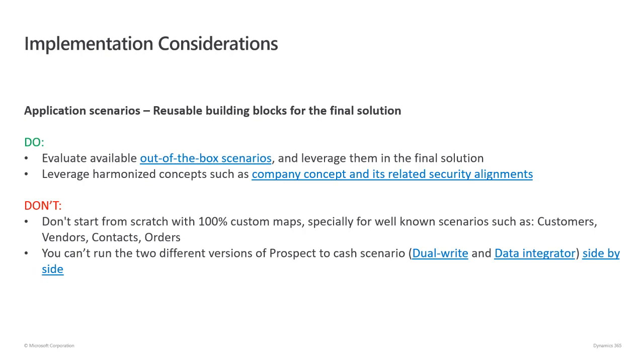Do not think about dual write as a pure infrastructure capability or an integration tool. There have been tons of investments and harmonization across the applications on the data model and on the concept side. So you want to evaluate those out-of-the-box scenarios, understand what they are and their limitations, and leverage them in your final solution. And that also means that we encourage you to leverage harmonized concepts such as the company concept and its related security alignments, even if you have a simplified footprint on your finance and operation environment.